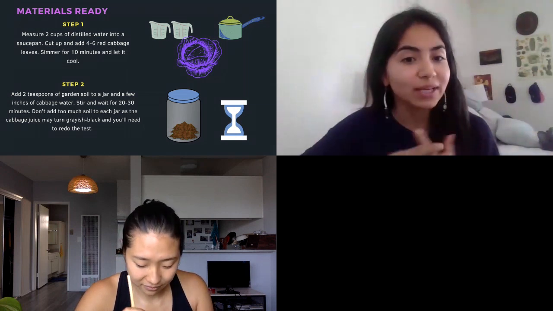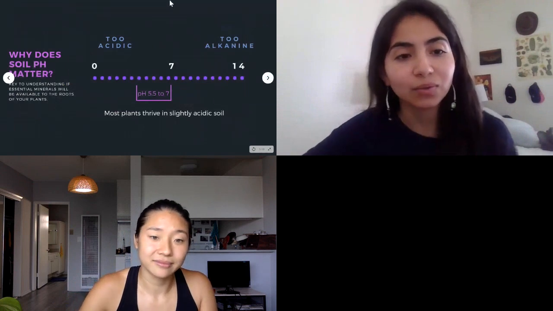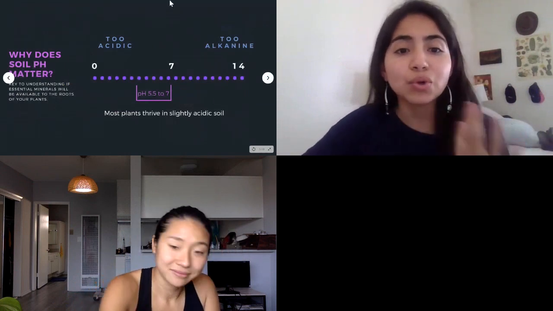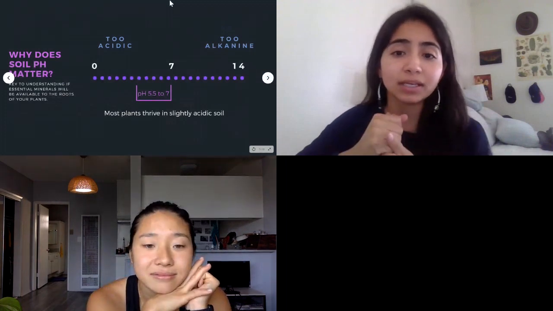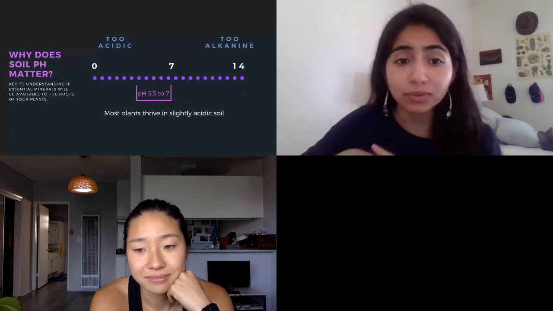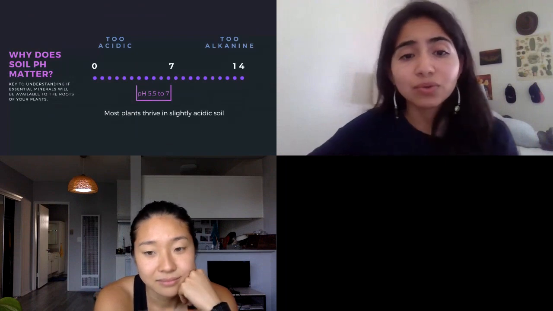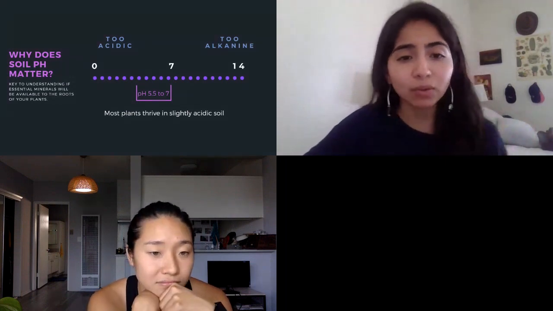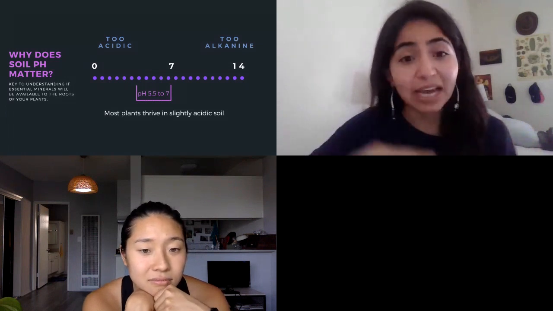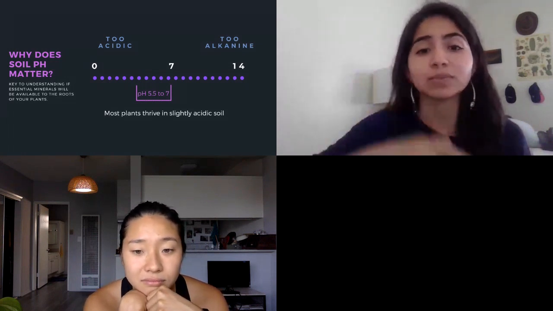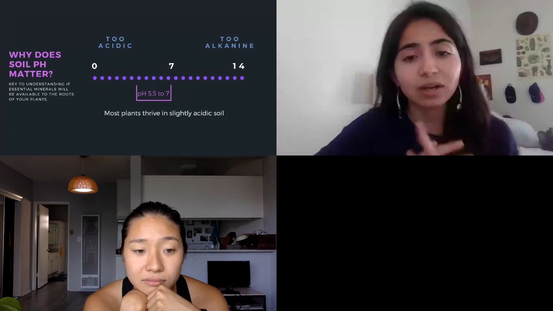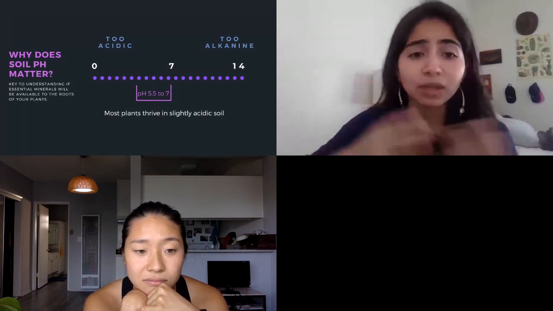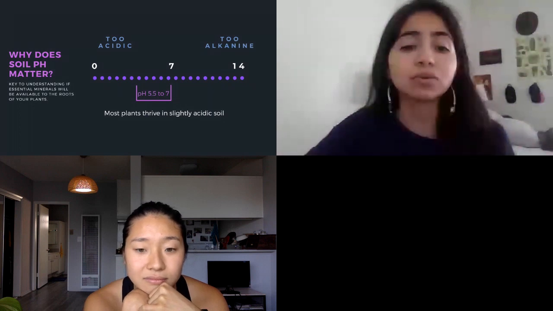And so while we wait for our soil to settle, we just want to briefly go over why soil pH matters. Knowing the soil pH is key to understanding if essential minerals will be available to the roots of your plants. If the soil is too acidic or too alkaline, nutrients will have a hard time dissolving in the water and reaching the plant's root systems. So improper pH affects nutrient availability, but also the vegetables that you're growing or different plants within the soil.